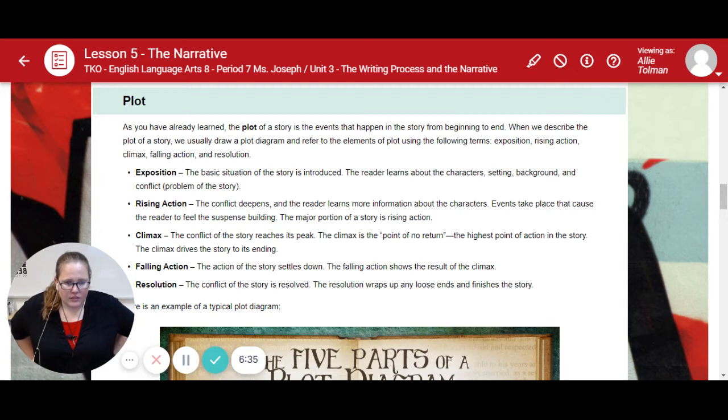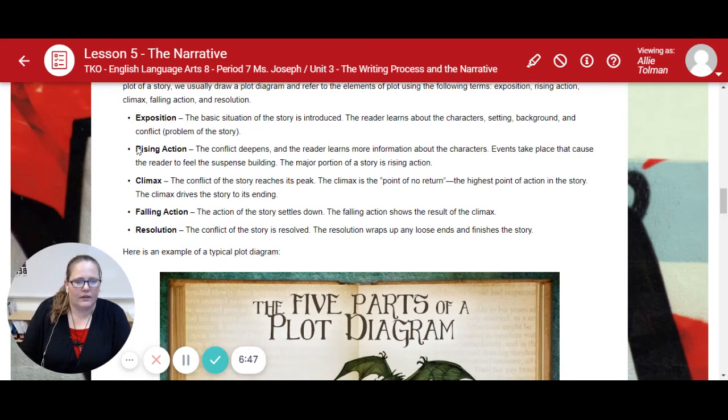We have our falling action, which is where the action of the story settles down. The falling action shows the result of the climax. And the resolution: the conflict of the story is resolved. The resolution wraps up any loose ends and finishes the story.